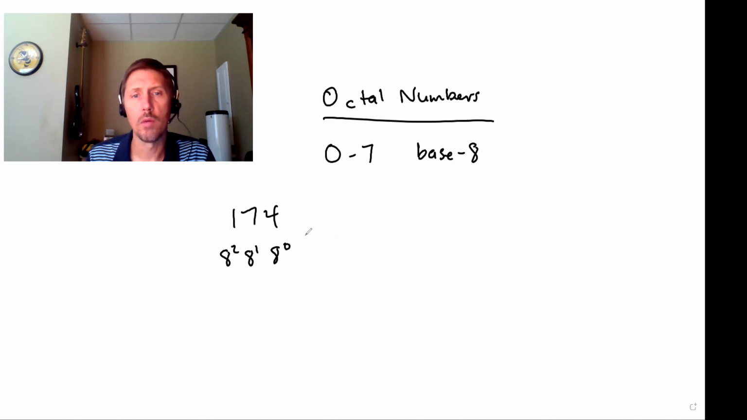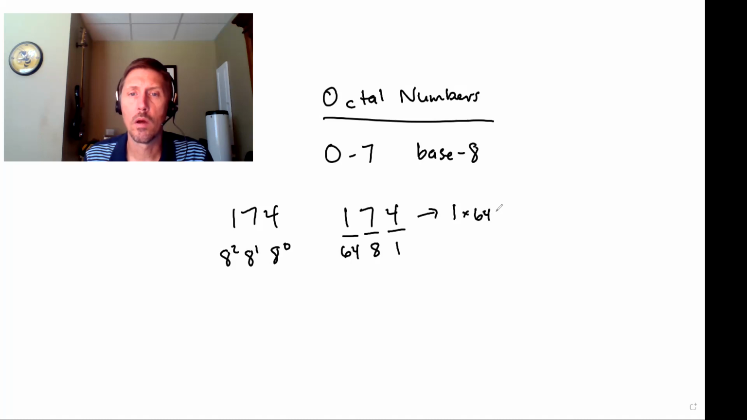And so 174 would correspond to 174. We'll just write down below it here. 8 to the 0 is 1. 8 to the 1 is 8. And 8 to the second power, 8 squared, is going to be 64. And so how do we convert that to decimal? We would say that it's going to be 1 times 64, plus 7 times 8, plus 4 times 1. So when we punch that in our calculator, we get 124.